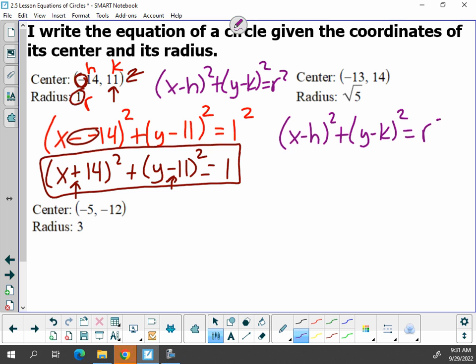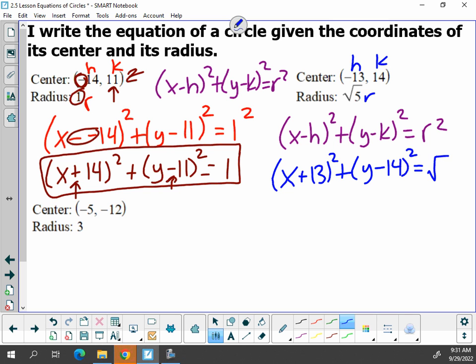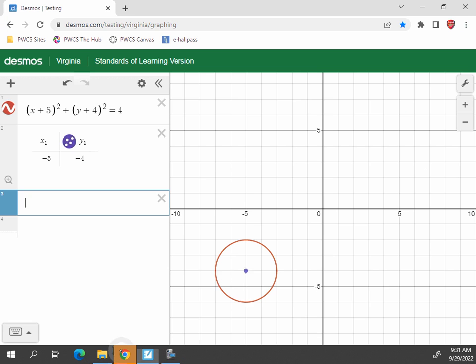I would start by writing the equation. Remind myself that's h, k and that's r, and then I can just plug the values in. And if I want to save myself a little time, I'm going to change the signs of my center. So I have a -13, so that's going to be +13. I have a +14, so that's going to be -14. And then I do my radius squared, square root of 5 squared. If you don't know, whenever you square a square root, it cancels out and you're just left with a number, but let me show you that.